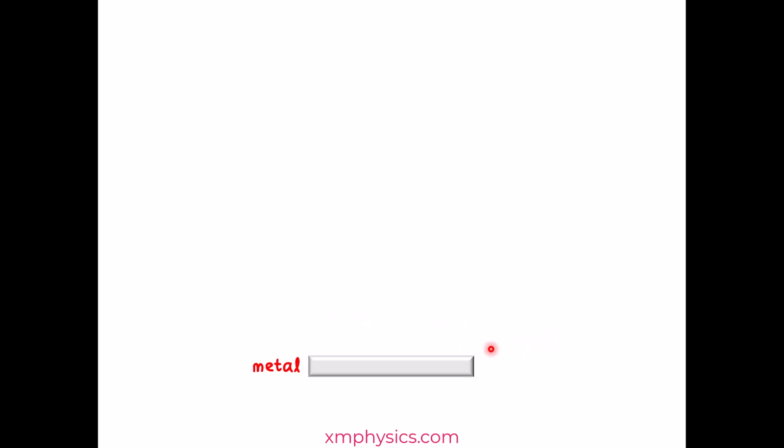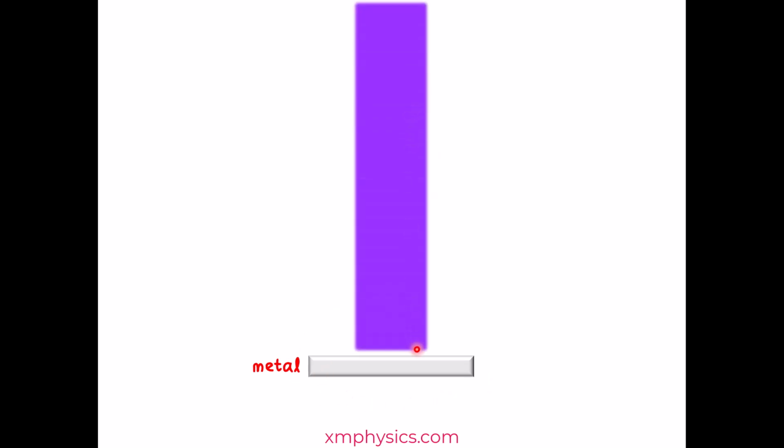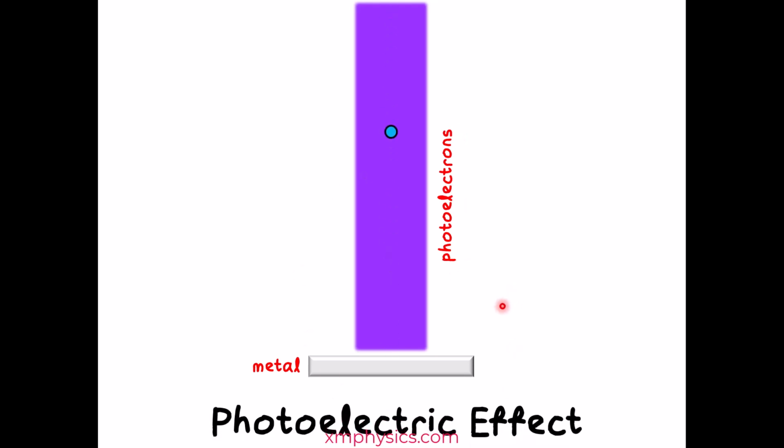So we start with a piece of matter and then we shine a beam of light on it. Then we notice some emission. Turns out these are negatively charged particles and turns out they are electrons. Since these electrons seem to be liberated by this beam of light, they are called photoelectrons. And this phenomenon is called the photoelectric effect. Now let me make it clear.